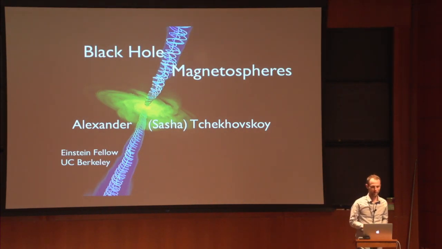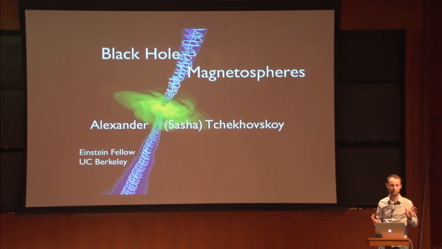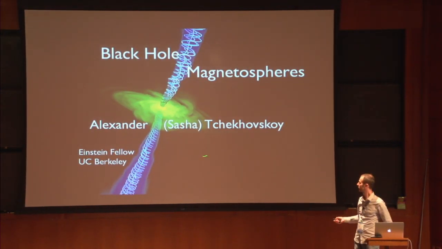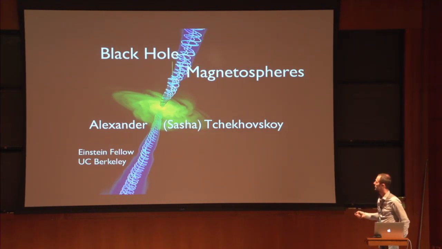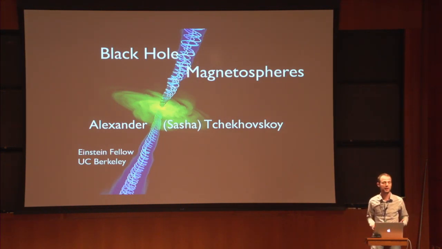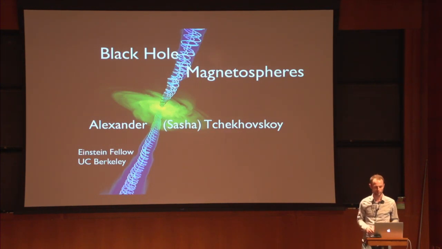So let me kick it off by showing you a rendering of a 3D simulation of an accreting black hole. That's a disk, a whirlpool of gas from which the black hole feeds itself. And naturally, as we will see throughout the talk, black holes consuming gas are often accompanied by these collimated outflows or jets. And I will focus on the magnetic mechanism of launching of these jets. Hence the title of the talk, Black Hole Magnetospheres, because that's where the jets originate, in the magnetosphere, very close to the black hole event horizon.